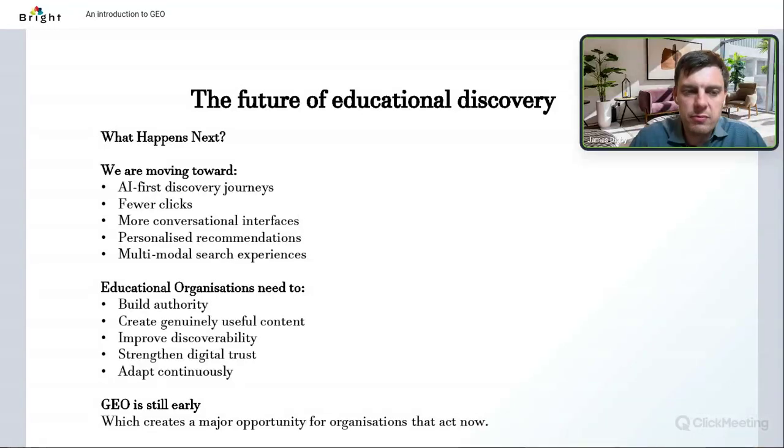You could be starting to work through building that authority first of all. Hopefully you're already doing reasonably well in that area. Create genuinely useful content. Improve that discoverability by using some of those questions in a conversational way within your website. Strengthen any digital trust you can with links and reviews and social references, and then continuously adapt by making these updates, running those searches within AI a week later and seeing how it's changed as it's gathered by AI. It does offer a major opportunity in our view.